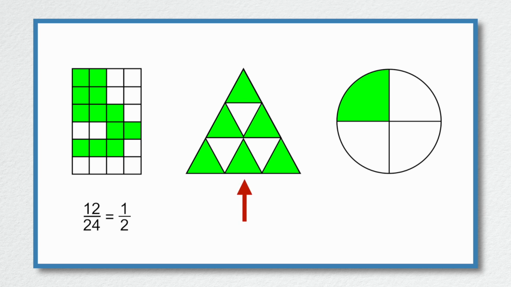We have a triangle that has been divided into 9 equal triangles, and 6 of them have been shaded in. So we've got 6/9, and that of course can be simplified to 2/3 by dividing top and bottom by 3. And of course we have a circle here which is 1/4 because the circle's been divided into 4 equal parts and one of them has been shaded in.